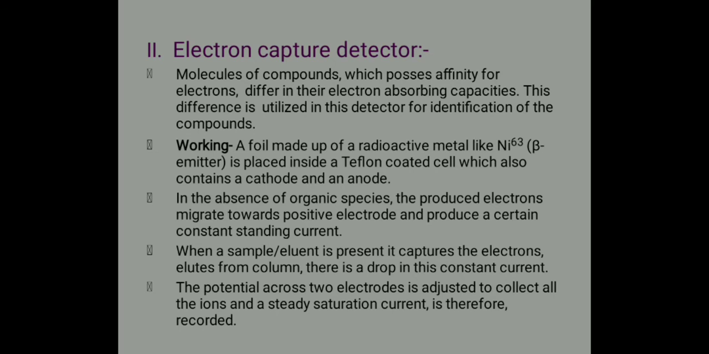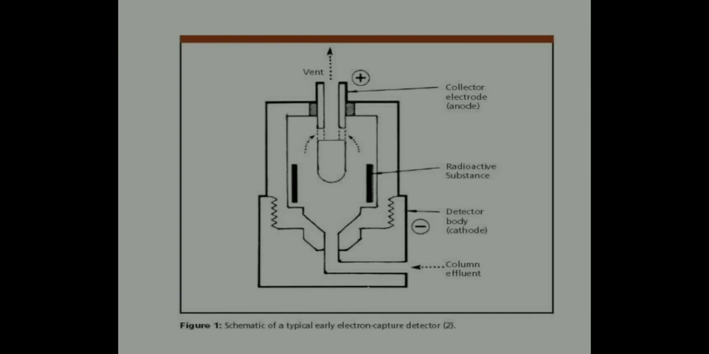When a sample eluate is present, it captures the electrons eluted from the column. There is a drop in this constant current. The potential across the two electrodes is adjusted to collect all the ions and a steady saturated current is therefore recorded. So this is the setup for a typical electron capture detector.